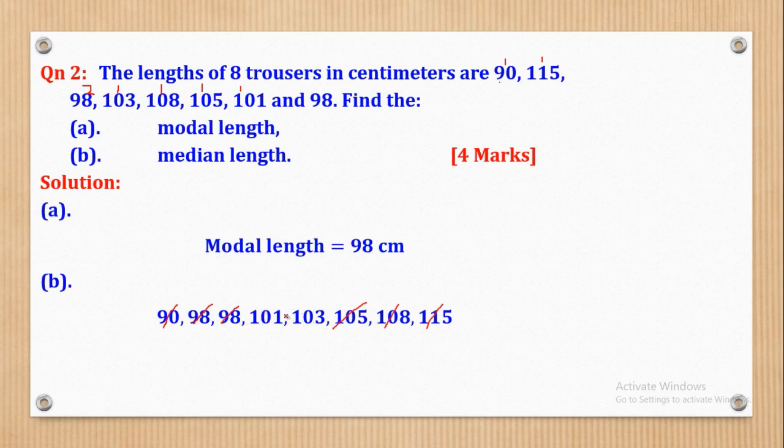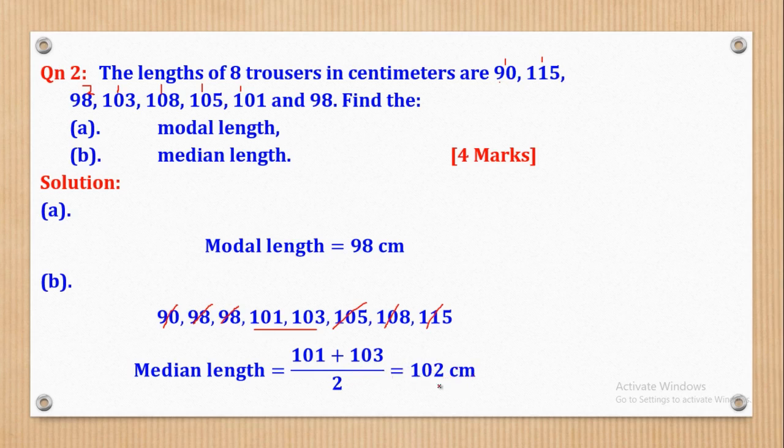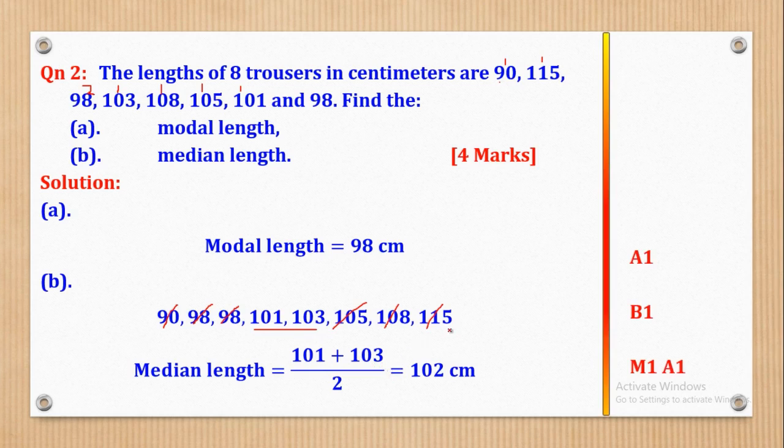Now we shall realize that in the middle there is a pair, so there are two values. If I cross this and this, I'll remain with nothing. What does that mean? It means that next you have to get the average of these two values. So when I say 101 plus 103 divided by 2, I'll come up with 102 centimeters. So this 102 centimeters will be my median length. Always when you cross out and you remain with two values in the middle, you have to get the average.